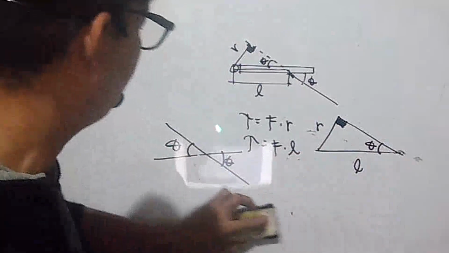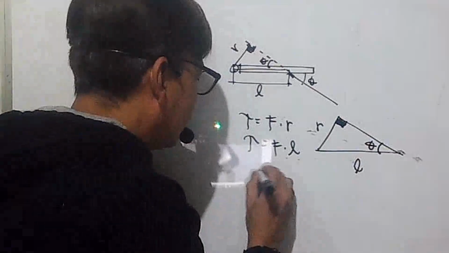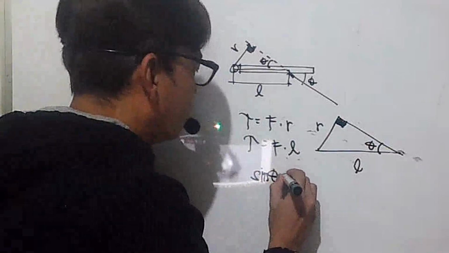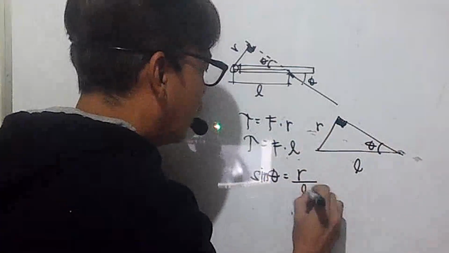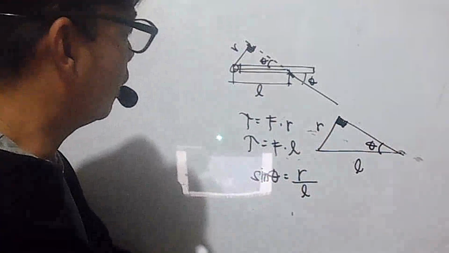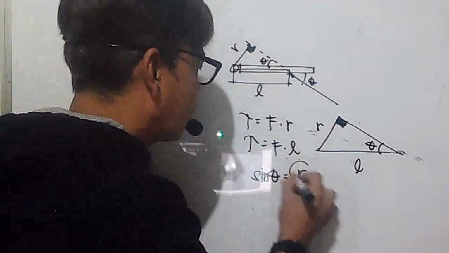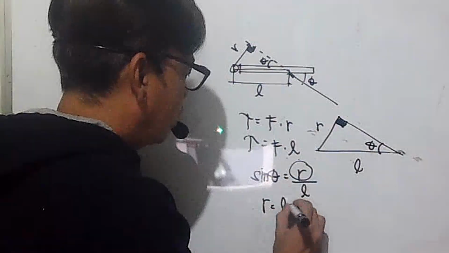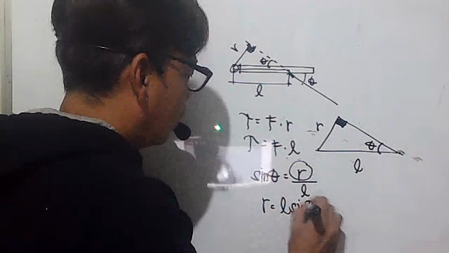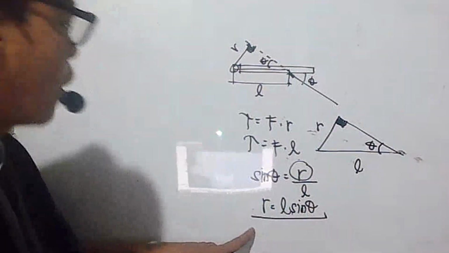So we're going to use sine as a function. Okay, so meaning sine of theta is equal to opposite, which is R, divided by your hypotenuse, which is L. Okay, now let us solve for R. So R now is equal to your length multiplied by sine of theta. Okay, so this is the formula we're going to use for R.